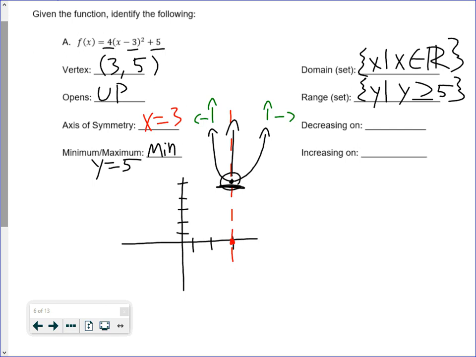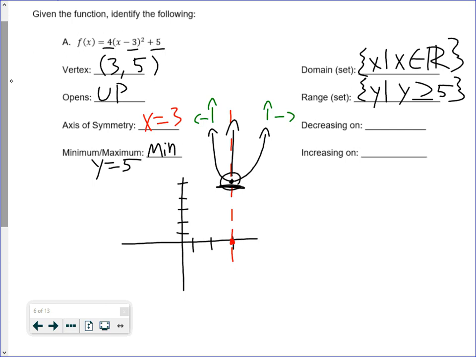All right, now we're asked where is it decreasing and where is it increasing. So remember, we always read graphs from left to right. It's a big mistake I see a lot. A lot of people read the graph right to left, or from the center to the left, or something like that. You're going to read a graph just like you read a book, left to right.